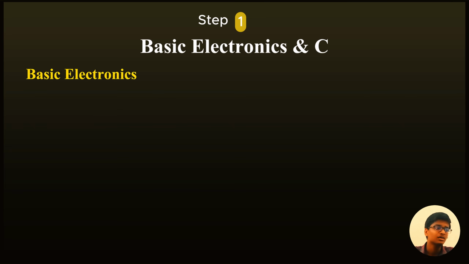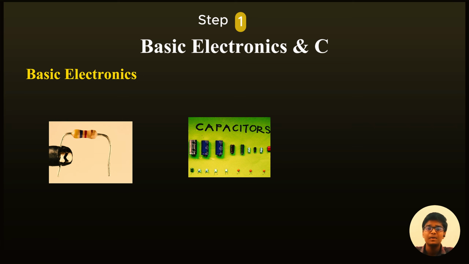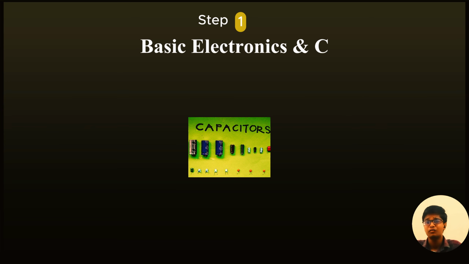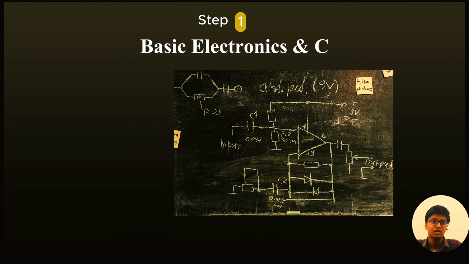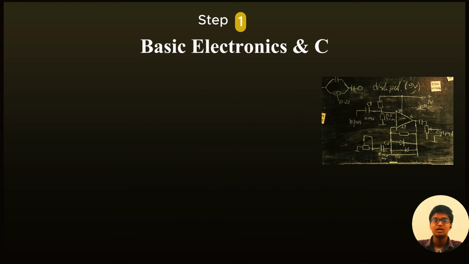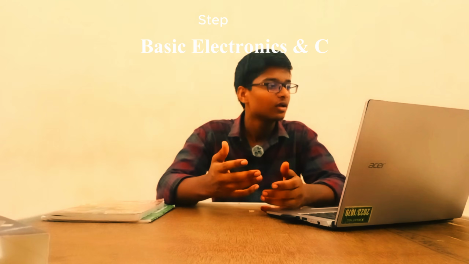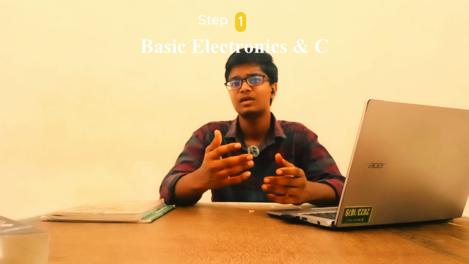Under basic electronics, we need to understand basic elements like resistors, capacitors, inductors, and voltage, current, and so on. We also need to be able to solve circuits, and for that we need some rules: Ohm's law, Kirchhoff's rules, Norton's rule, the superposition theorem, mesh analysis, and nodal analysis. You need to understand these concepts. And I'm going to give you an important concept here: resistance.